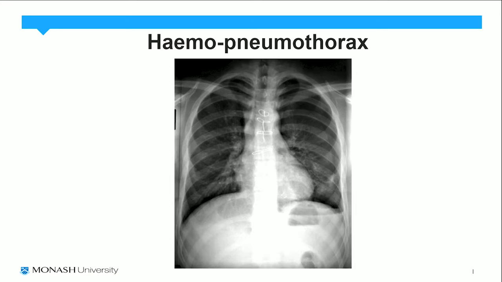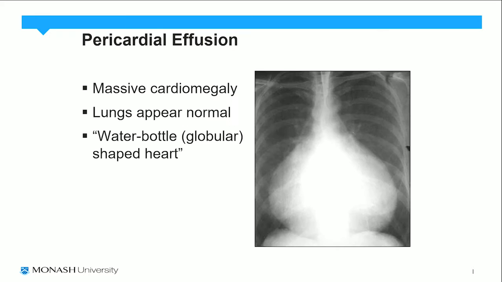And here we have a patient with a pneumothorax, so you can see there are no lung markings, but we can also see that there's a fluid level which indicates that this is hemopneumothorax. With pericardial effusion, normally the heart ratio is quite massive, and the lungs do appear normal, so the heart takes on a water bottle or globular shape.